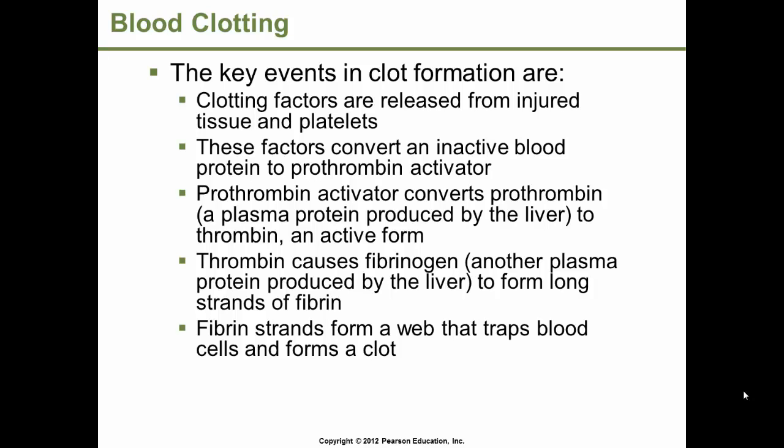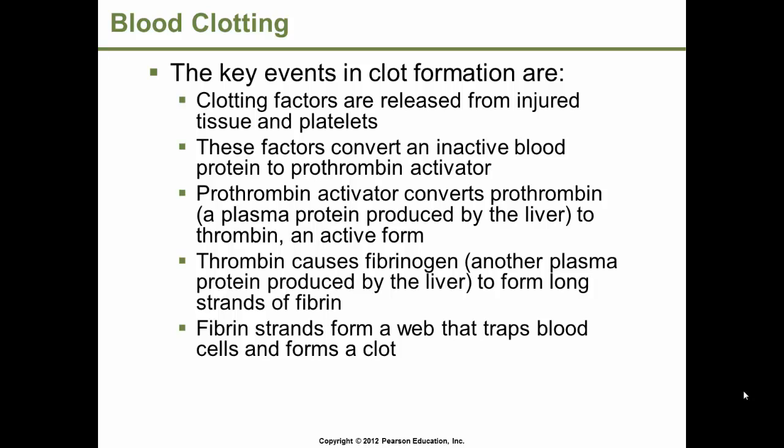The key events in clot formation are that clotting factors are released from the injured tissue and platelets. These clotting factors convert an inactive blood protein to prothrombin activator, which is produced by the liver. Prothrombin activator is going to convert another protein, a plasma protein called prothrombin, produced also by the liver, to thrombin, an active form.